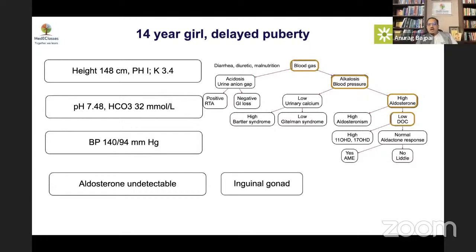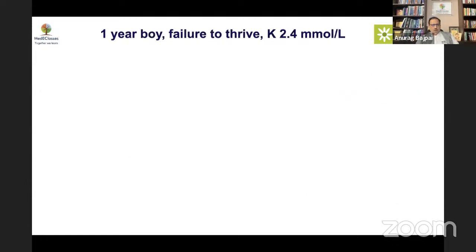So we thought of that, but interestingly, there was also an inguinal gonad. So this is a mirror image of the previous case, which was an XX individual presenting as a male with precocious puberty. Here you have an XY individual presenting as a female with delayed puberty. So looking at puberty, looking at DSD becomes important in hypokalemia, especially if it is chronic. So 17-hydroxylase deficiency is an XY DSD in that scenario.